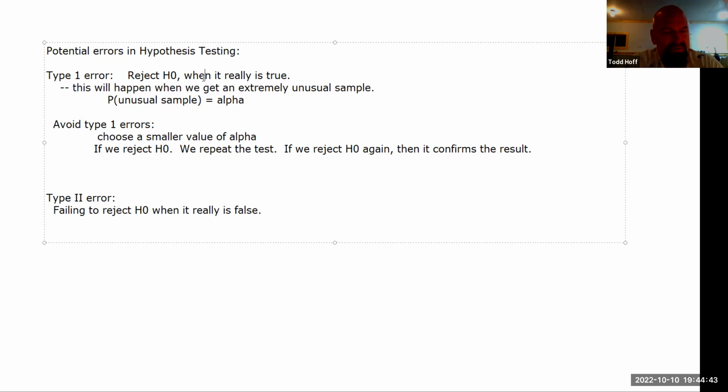Now, again, you can decrease the chance of a type 2 error by choosing a larger value of alpha, but then you're taking that risk of rejecting the null hypothesis if it really is true. So most of the time we're willing to risk a type 2 error because the null hypothesis is already an accepted value, and keeping the null hypothesis does not present much of a risk.